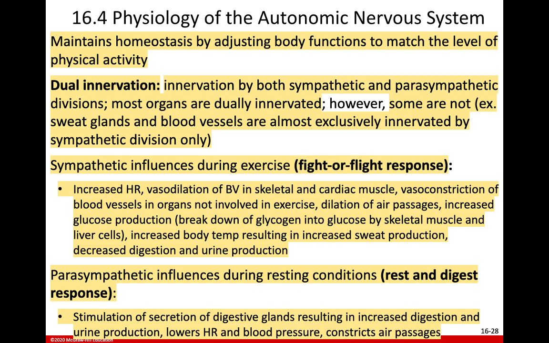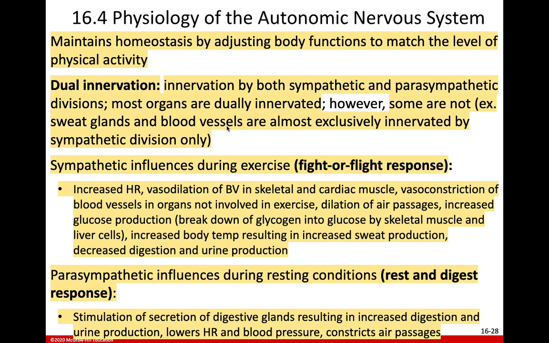And again, most organs are dually innervated, meaning most of our organs, as we saw a second ago and I pointed out, have nerves from both divisions, the parasympathetic and sympathetic, innervating them. However, there are a few that are innervated only by one. For example, your sweat glands and your blood vessels are almost exclusively innervated by your sympathetic division. So when you're exercising, when you're stressed, you are sweating.